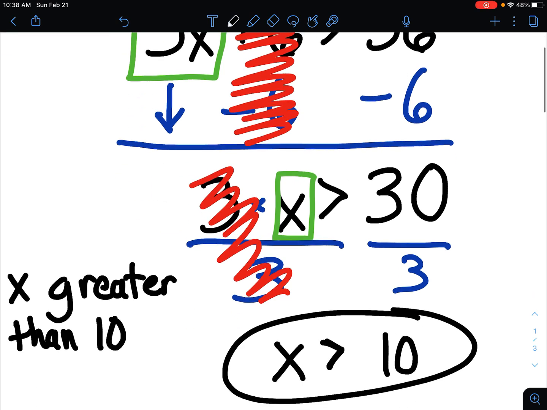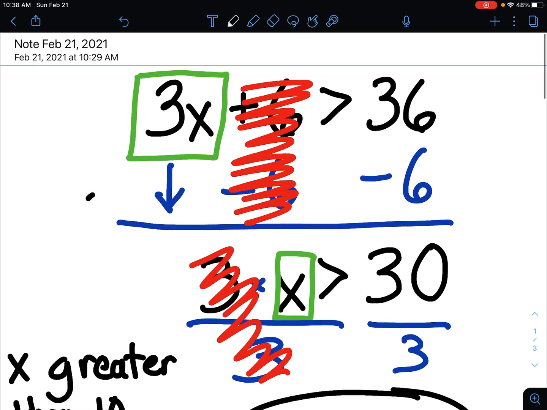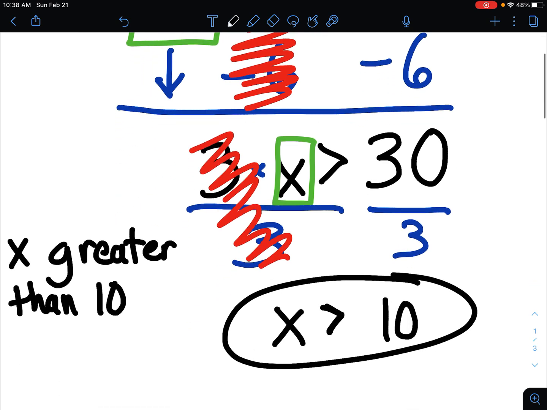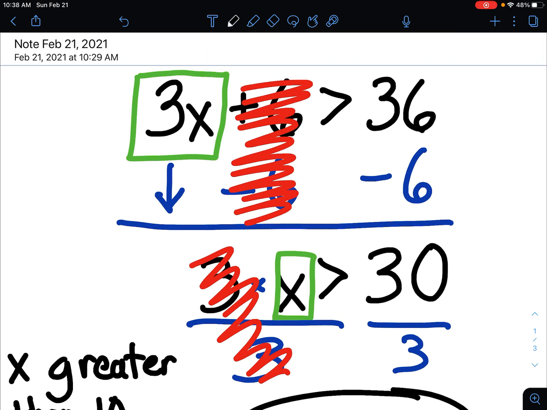Okay, so let's pick a number bigger than 10. Let's say 12. All right, so if I plug 12 in up here, okay, first I'll do 3 times 12, which is 36. And then if I add 6 to that, I get 42, and that's bigger than 36. So what this answer is saying is that any number bigger than 10 gives me a number, when I plug it in up here, that's bigger than 36. And that's what we want.